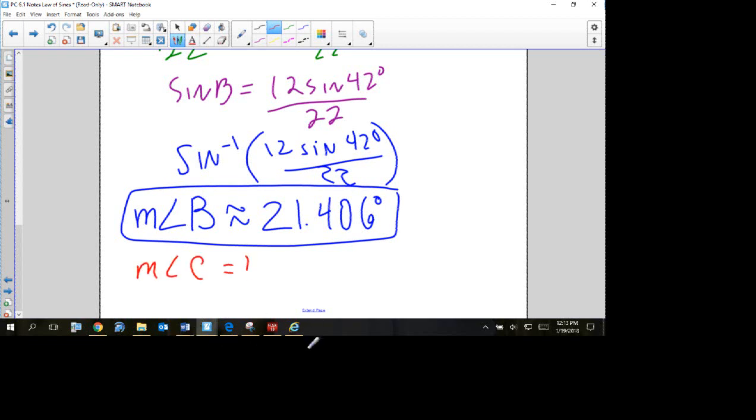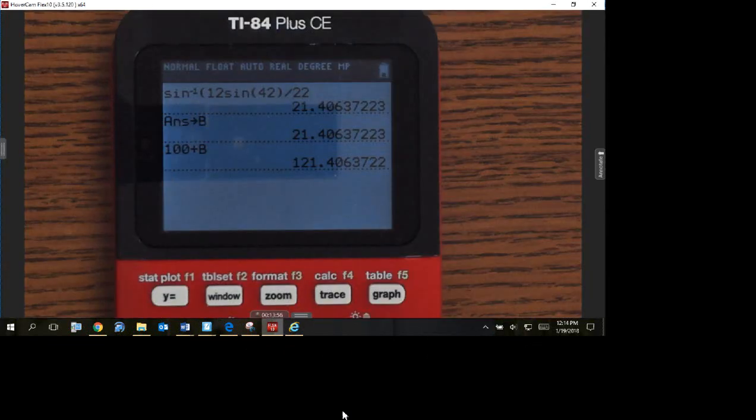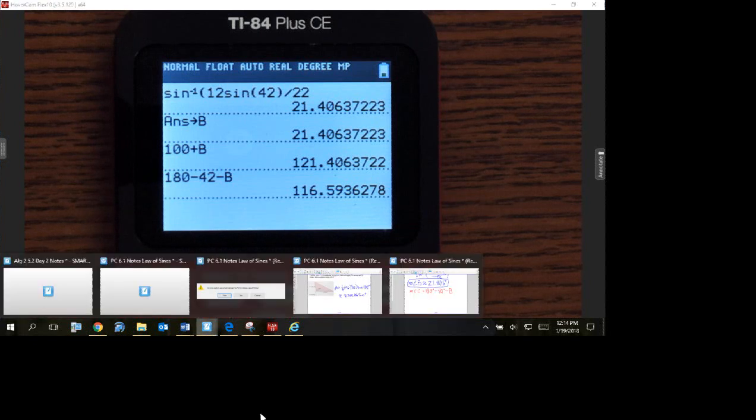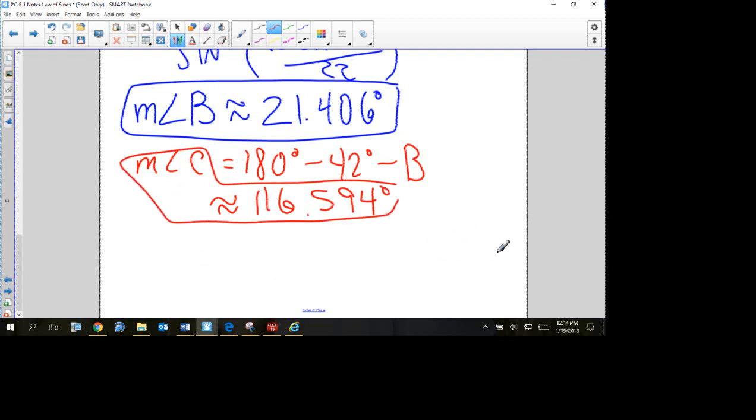So to find the measure of angle C, we're going to take 180 degrees, subtract off 42 degrees, and subtract off whatever we got for B. So try on your calculator right now. You stored it. Try doing 180 minus 42 minus alpha B. Make sure that it works. You should get 116 point something. That's C. 116.594. And then what else do we need to do?